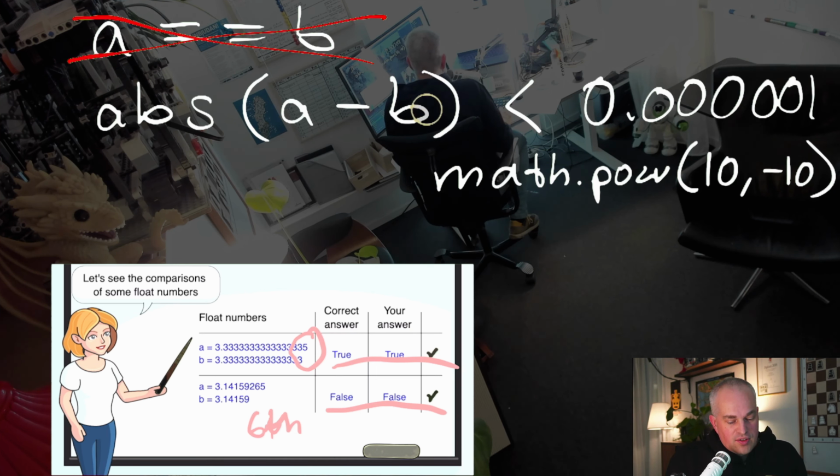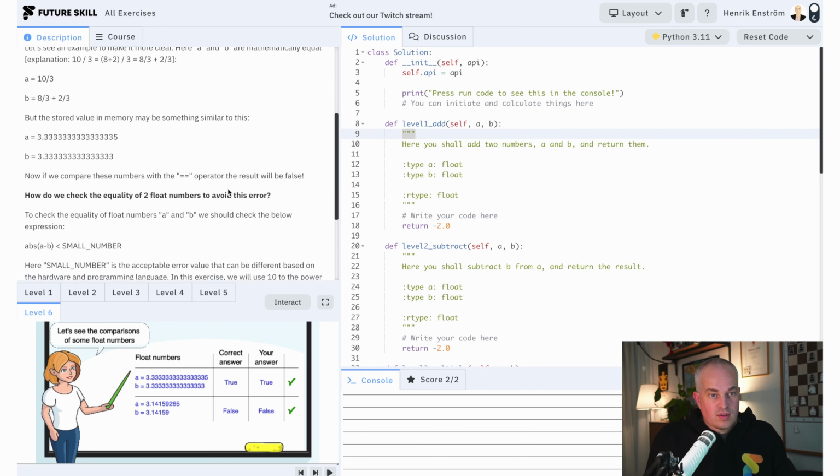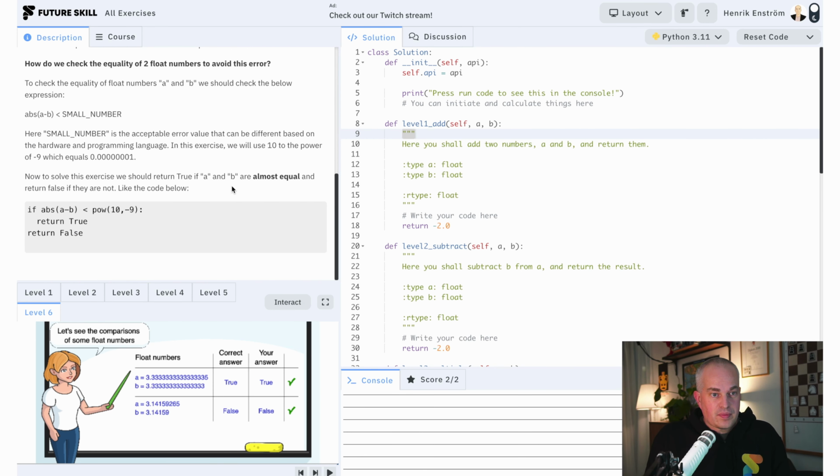So we're going to do a comparison, find the difference between them. We do the absolute value to remove the sign, and then we see that whatever the difference is should be lower than some very, very small number, close to 0. And that's how you compare floats. And that's what you will see here in level 6, the final exercise of floats. There's also more information here in the description window, basically saying what I just said now. So, yeah, good luck solving that.